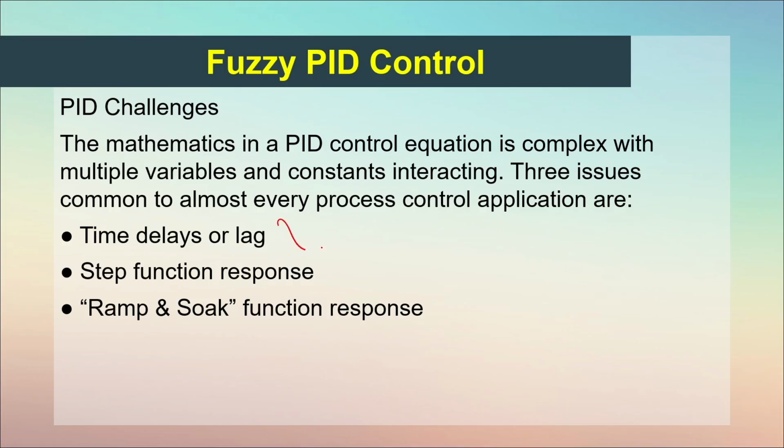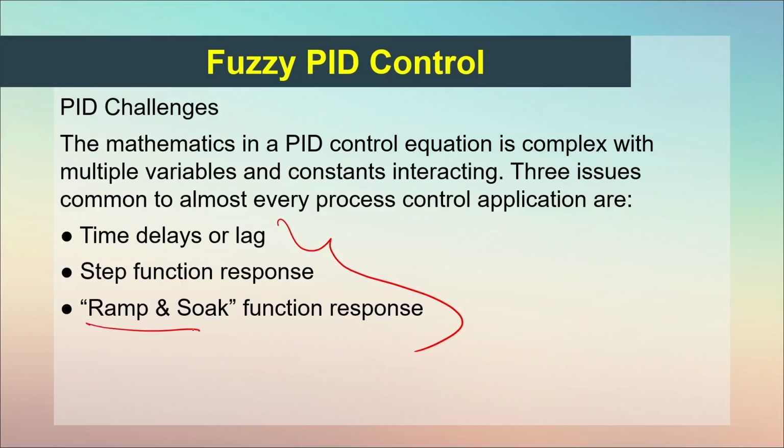So, these three things are very essential, because when you want to control any process, any control application, you face these three things: delay in time, otherwise called lag. We used to ask how much lag it is, right. And the response of the step function, as well as the response of the ramp and soak function. These three things are needed.